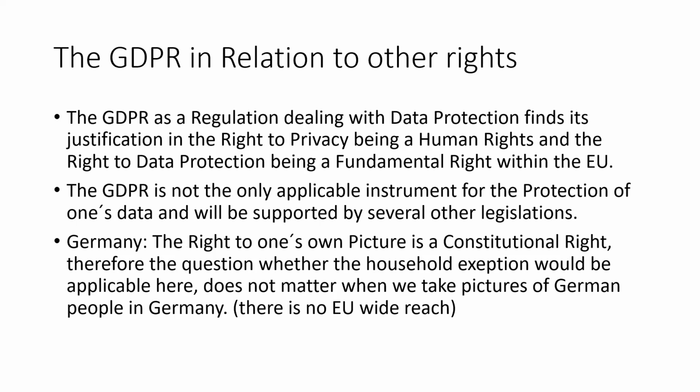Okay, then we have to take into account when we're talking about privacy and data protection that we do not only have the GDPR. There's many other instruments that we have and that we have to take into account. The most important ones being the fundamental and the human rights. We have a fundamental right to data protection, we have a fundamental right to privacy, and we have a human right to privacy. Also, different states nominate different rights that are applicable. So if we, for example, take our snapshots to Germany, Germany has a constitutional right to one's own picture. So in this case, there's a good chance that not only the GDPR is going to be applicable, but also other norms.